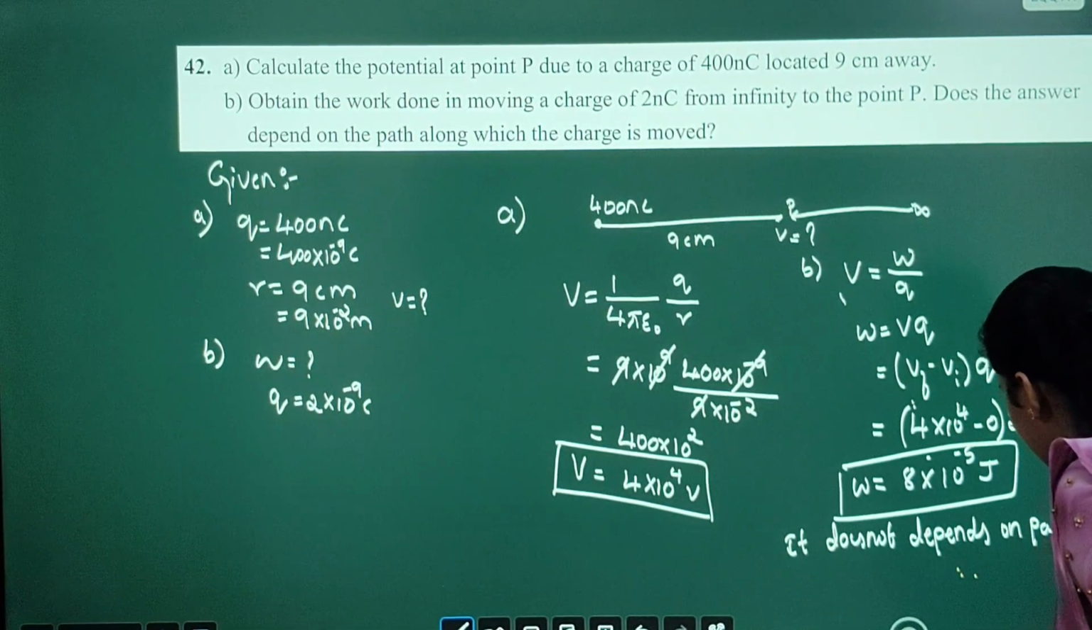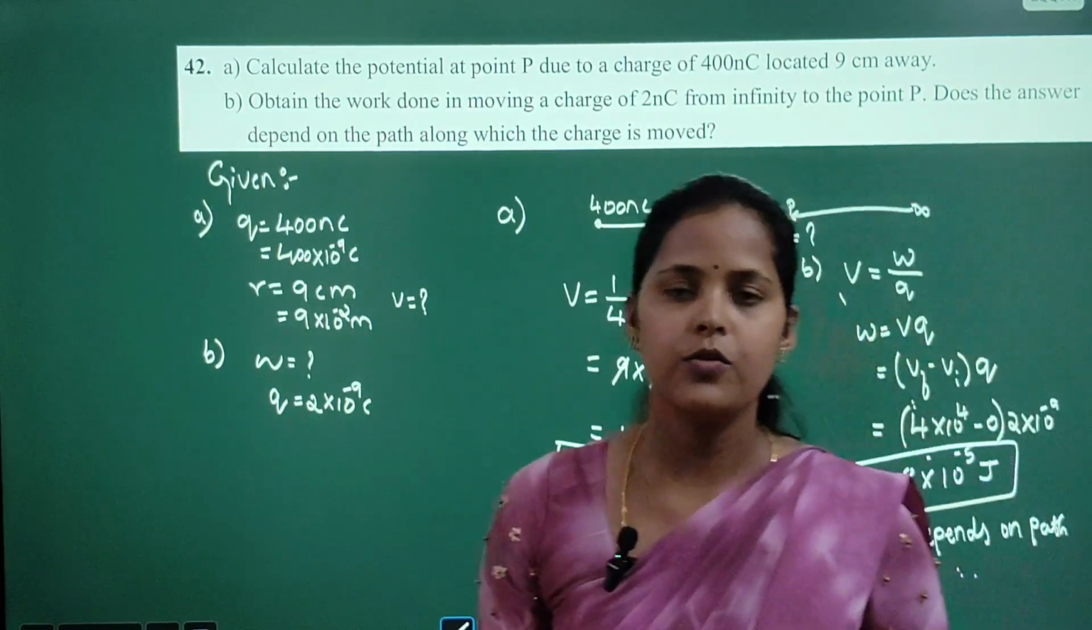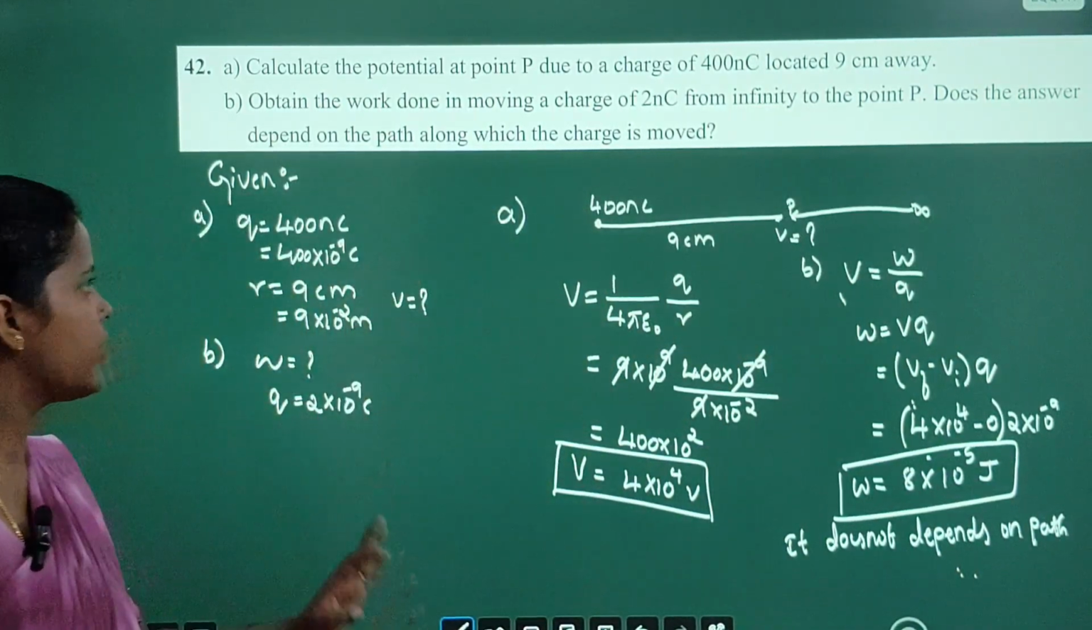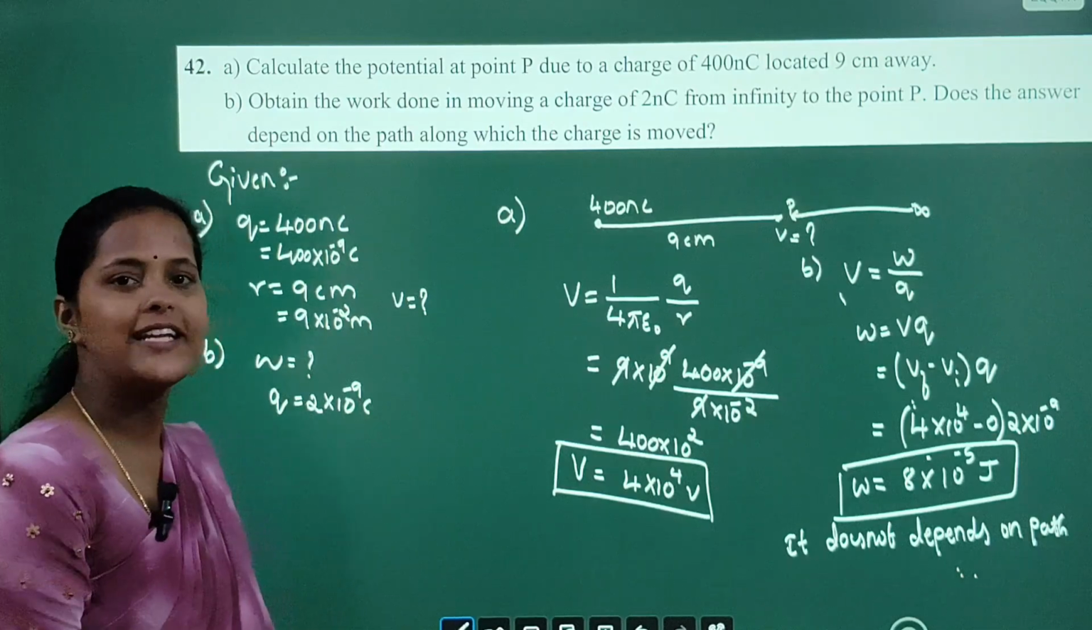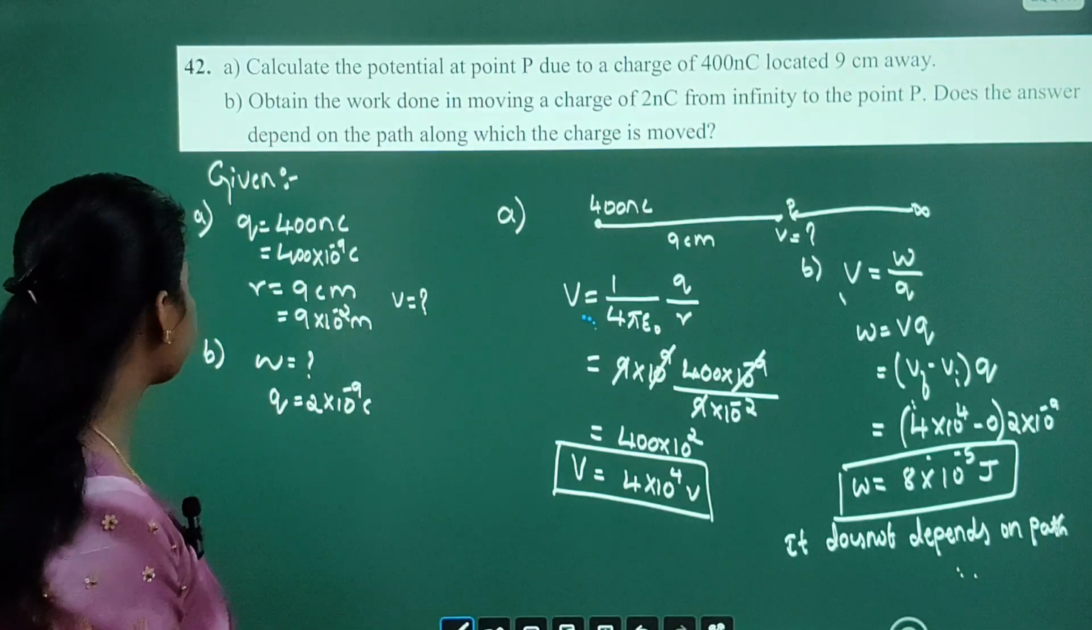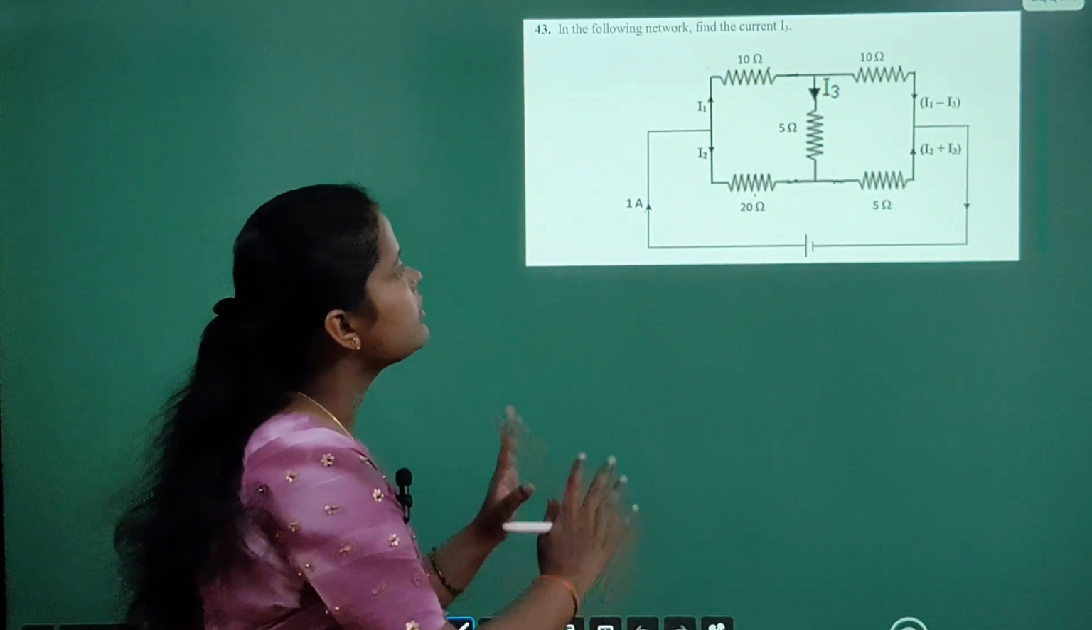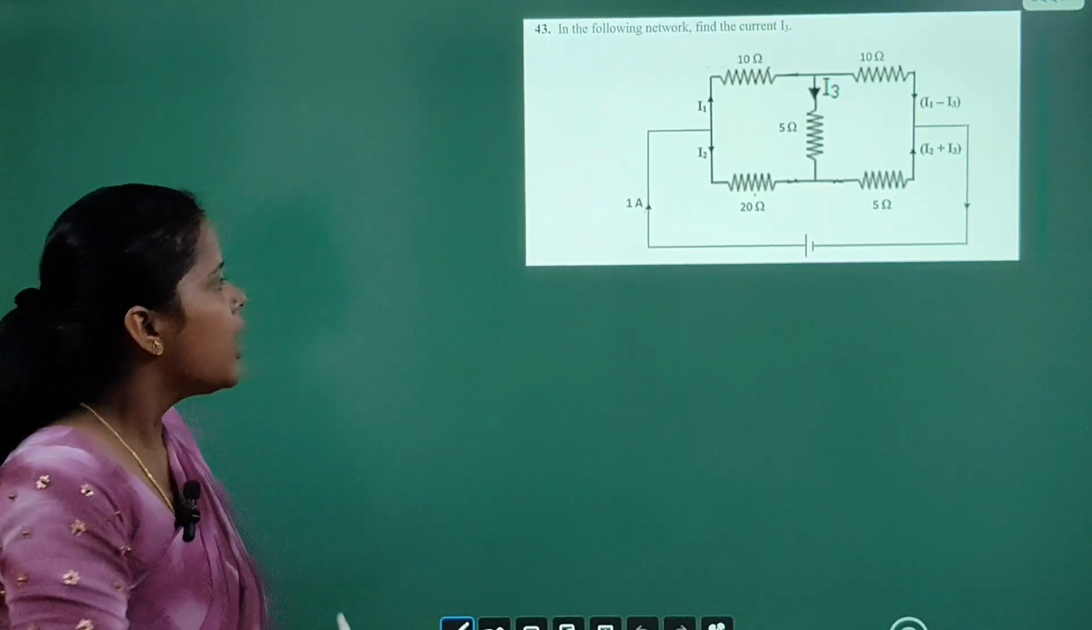Okay, it does not depend on path. So this is the answer for the first question. Okay, here let's move to the second question. Yes, here is the circuit diagram they are giving.